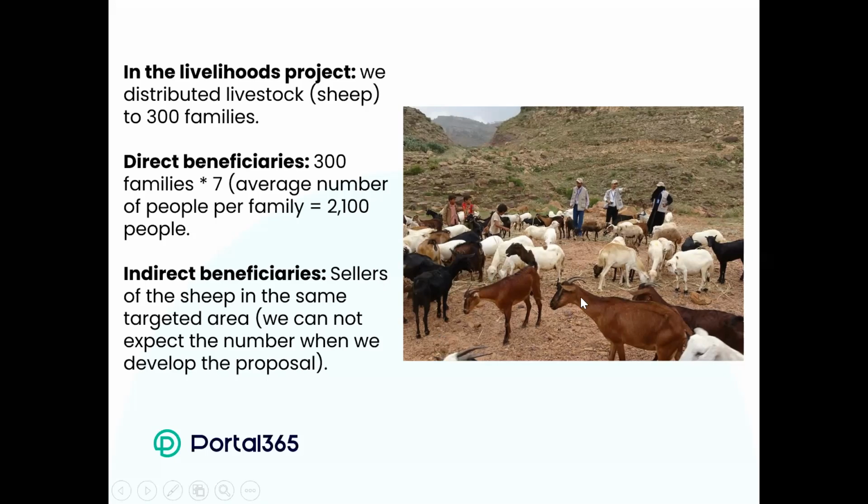So for example, we distributed sheep that we bought from sellers in the same areas. So those families who sold their sheep are also beneficiaries, because they benefited from selling their sheep. They had good cash at the time of the implementation of the project, and this cash for sure will benefit them in the short run. So they will be indirect beneficiaries, because when we develop the project, we don't know who they are going to be. And that's why the donor will never ask us to provide evidence or the lists of their names at the end of the project.